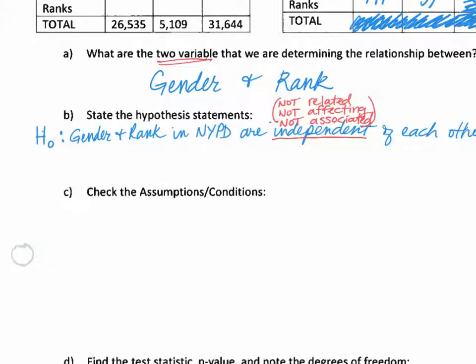All right. So then our alternative hypothesis is going to be that gender and rank in the NYPD are what? Dependent of each other. Heck no. Dependent is not a word we're allowed to say in this class because that implies complete dependency. So they are not independent of each other.